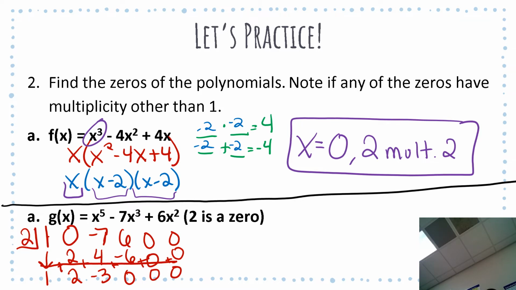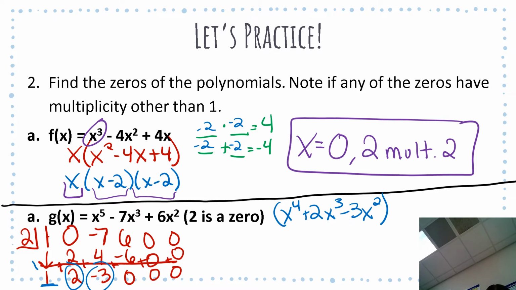So now we're going to write our new polynomial. If my original polynomial started with an x fifth, what's my new one going to start with? X to the 4th power. So there will be a 1 in front of my x to the 4th. X to the 4th. And then it'll be a 2 in front of the x cubed, and then a negative 3 in front of the x squared. Alright, so that's part of it.